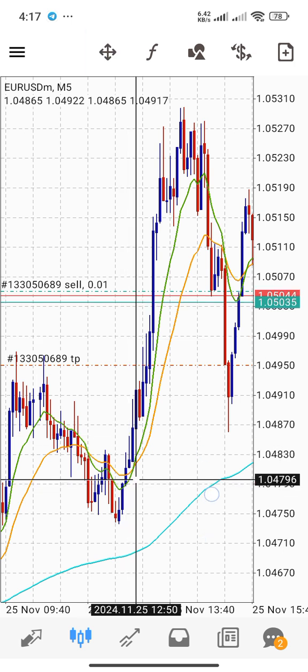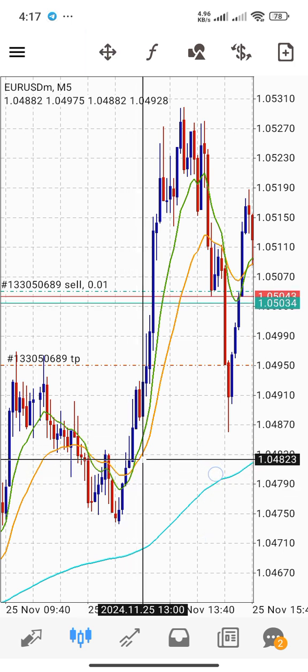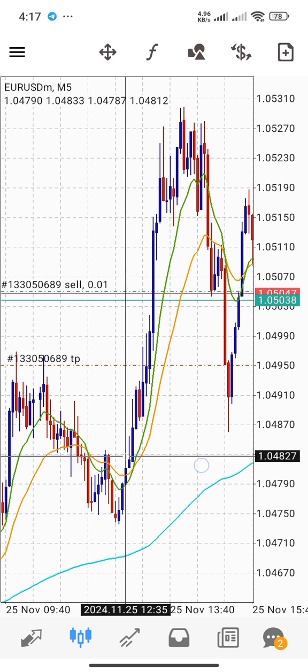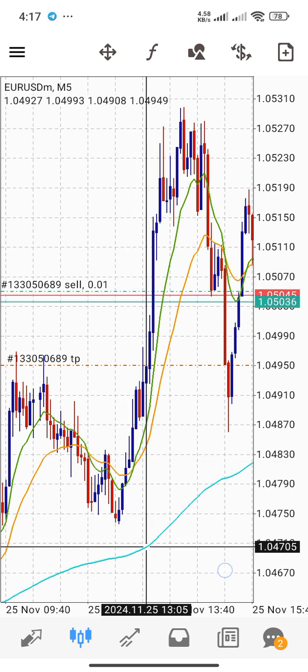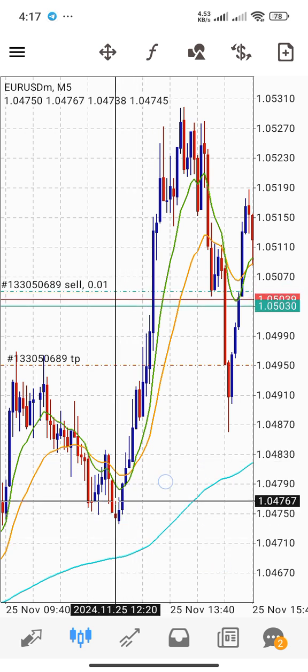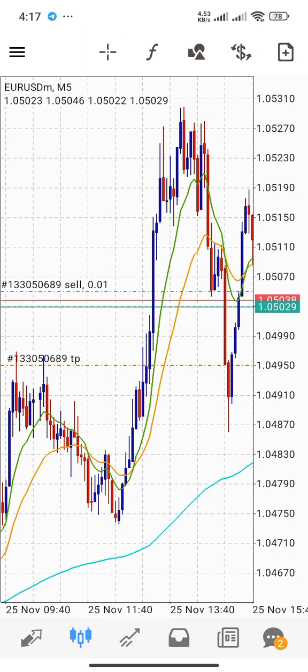Let's cross check here also. You can see, guys, the entries are very sharp. So here we have another buy signal, because our moving average is right below the market. That gives us an edge in the market.